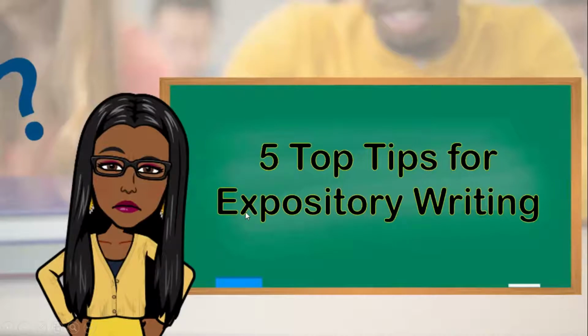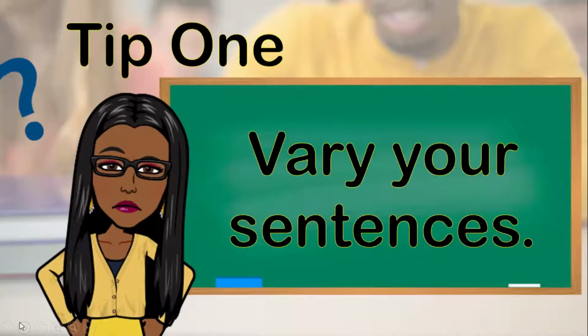Here are your 5 top tips for expository writing. Tip 1, vary your sentences. There are 4 types of sentences that we focus on for purpose: declarative, imperative, exclamatory, and interrogative. And there are 4 that we look at for length: simple, compound, complex, and compound complex.